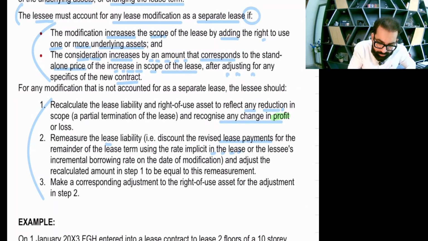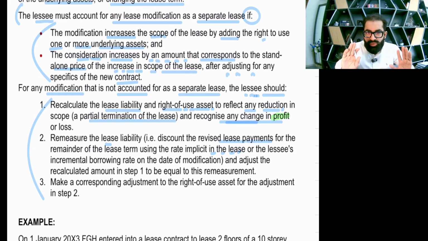For any modification that is not accounted for as a separate lease, the lessee should, number one, recalculate the lease liability and the right of use asset to reflect any reduction in the scope as partial termination of the lease, and recognize any change in profit and loss. Now don't worry about it, we'll do it practically. See, if we are adding something in the lease, normally the top conditions will qualify, then the accounting is a separate lease.